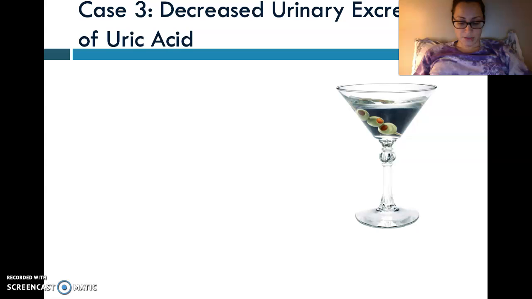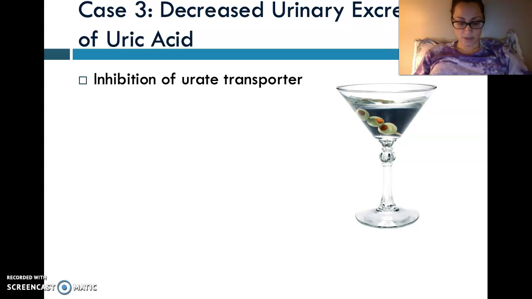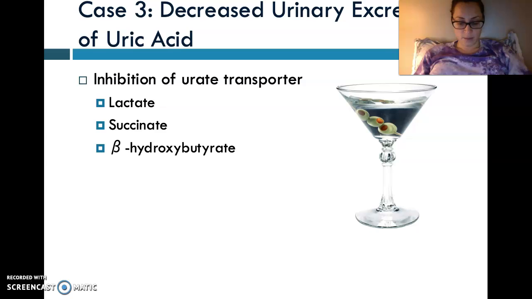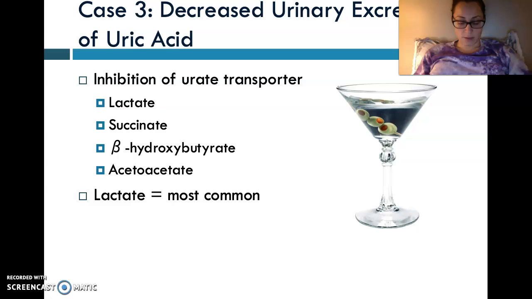Decreased urinary excretion of uric acid is evident on the labs shown. This is likely caused by inhibition of the urate transporter in kidneys from lactate, succinate, beta-hydroxybutyrate, or acetoacetate. Most commonly, metabolism of ethanol leads to a buildup of lactate and thus a buildup of uric acid, as lactate inhibits urate excretion. This may be the cause of this patient's gout.